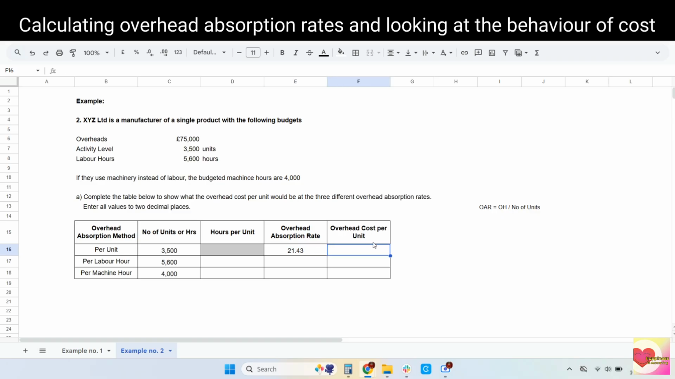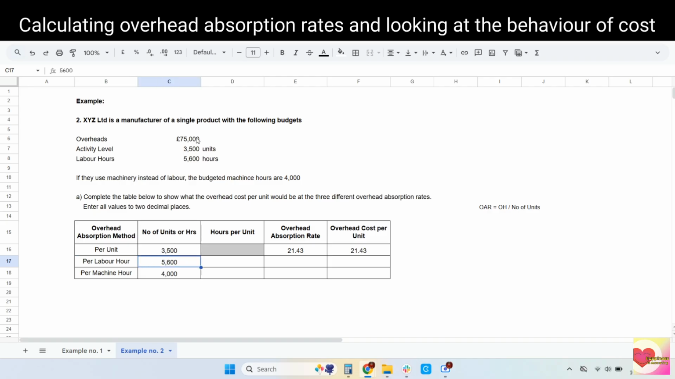Next column, overhead cost per unit. This amount is just the same as the overhead absorption rate since our method is per unit method. So our overhead cost per unit is 21.43. Next method is per labor hour method. So this figure here is the number of hours because our method is per labor hour.